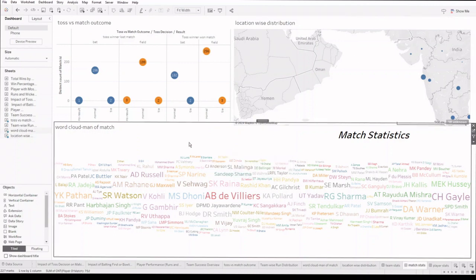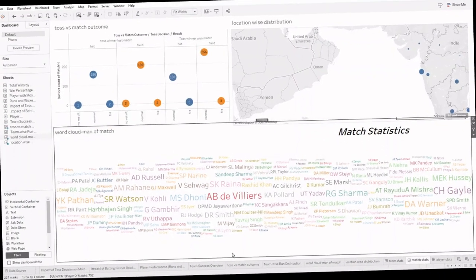So coming to the lower bottom, word cloud of man of the match. This shows us how many times a player has won the man of the match award. This is a word cloud where each element has been plotted according to its size, which resembles the count of it, and also color for differentiating between two or more elements.